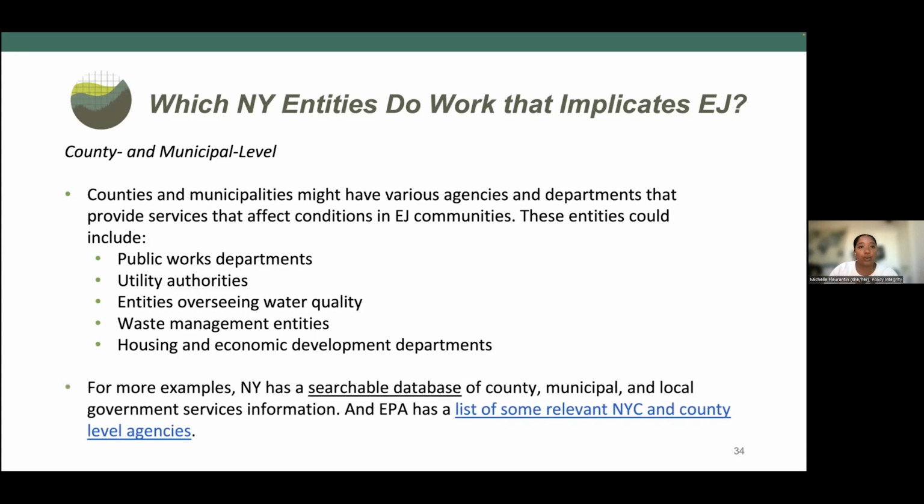For example, in New York and Buffalo, there have been movements to create environmental justice laws just for those cities. But if you want more examples of what entities do work on a more localized level, there is a searchable database of government services in New York as well. And EPA also has a list of some relevant New York City and county level agencies as well.